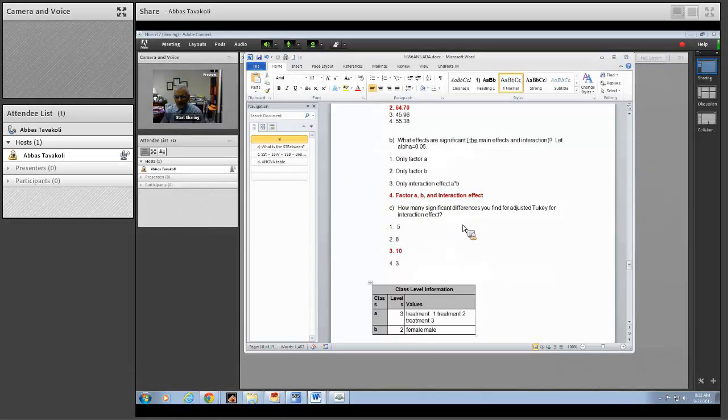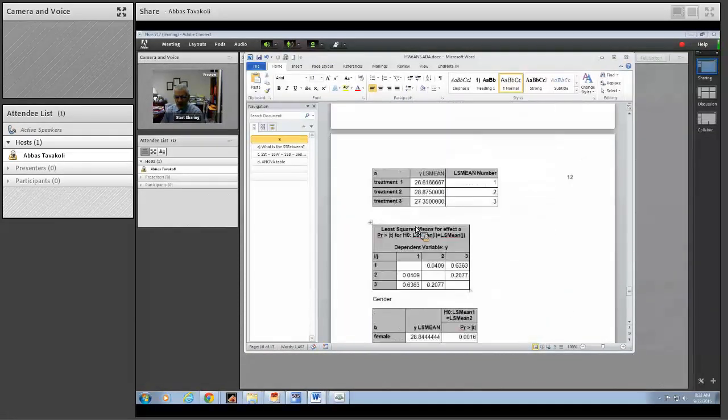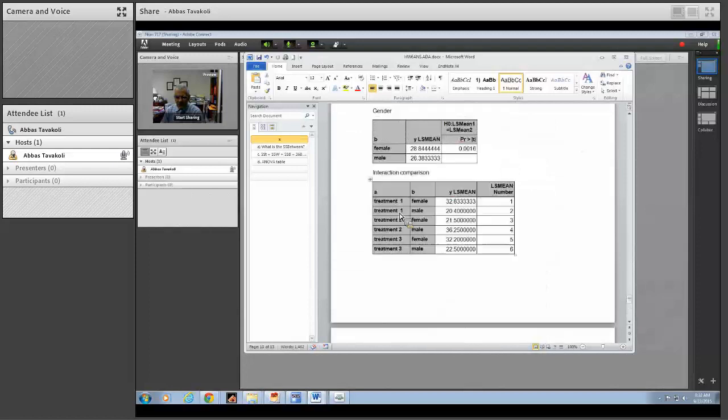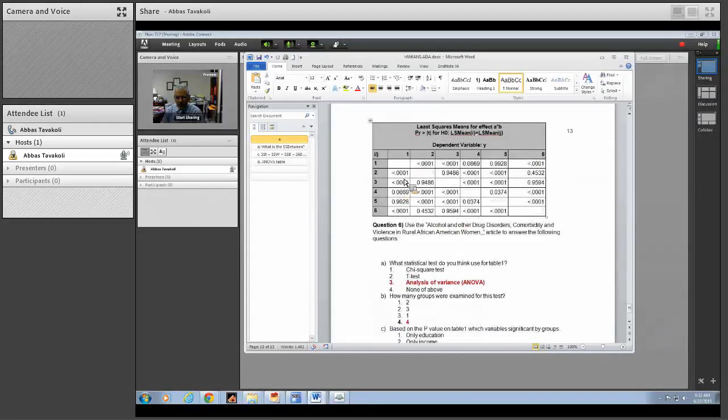How many significant differences do you find for adjusted Tukey for the interaction effect? The interaction effect is combining A and B, so you have to look at how many of these are significant. You would just look at the diagonal, either lower or upper. So there are 1, 2, 3, 4, 5, 6, 7, 8, 9, 10. So all of the group pairs are significant.